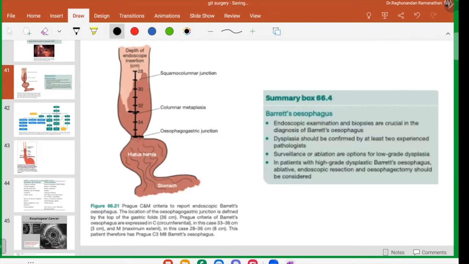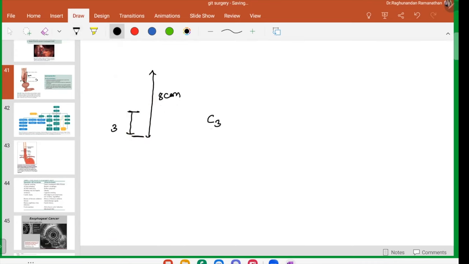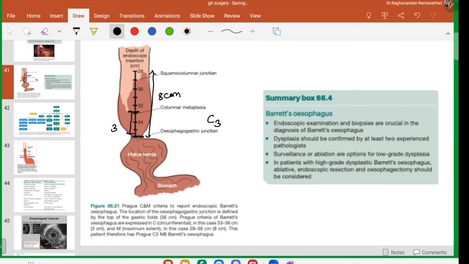The maximum extent is 8 cm, this is what we calculate. The circumferential extent is going to be around 3 cm. So C3 is the circumferential extent, and the maximum extent is going to be 8. Therefore, we call it the C3 M8 classification. According to the C and M grading of Prague, we call it C3 M8. So how do you tell it as C3 and M8?